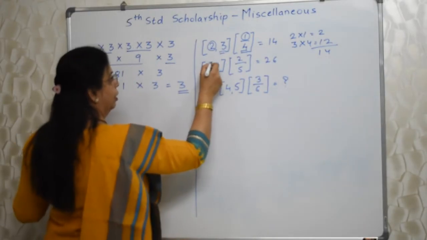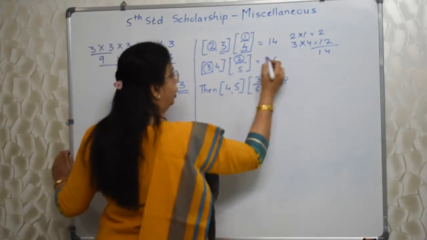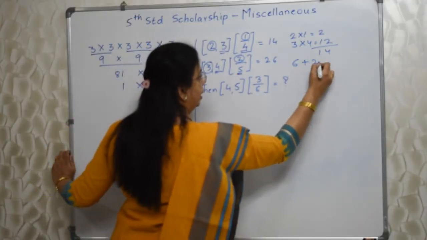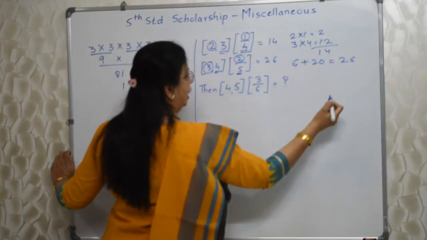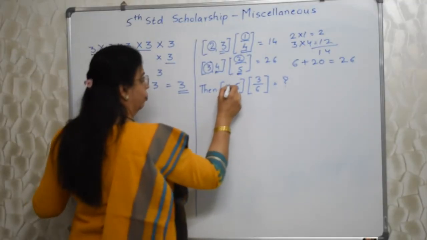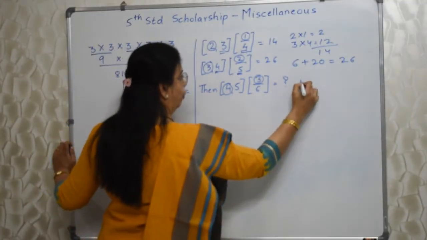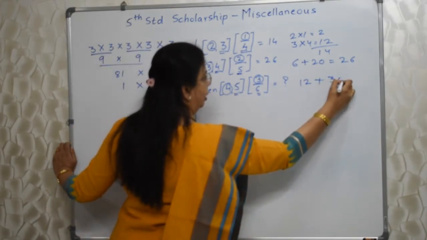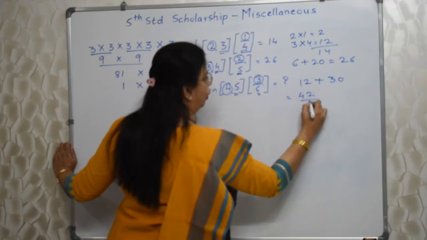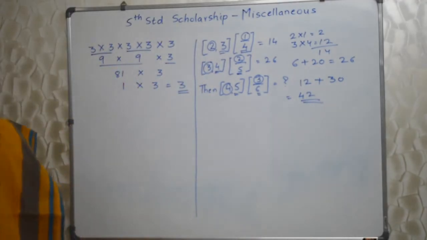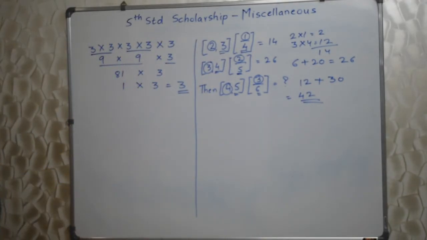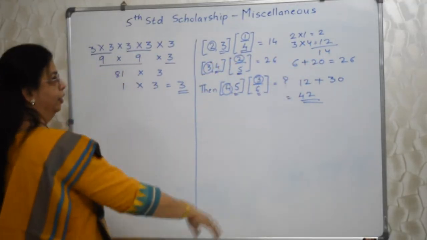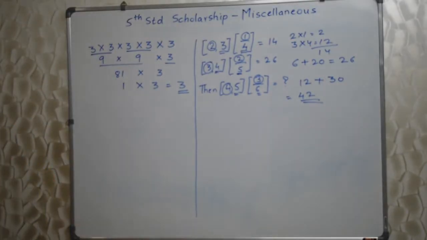So let me see. 3 here, 2 here. 3 2s are 6 and 4 5s are 20. Yes, it is correct. So yes, now I can apply. 4 into 3, 12 plus 5 into 6, 30. So answer is 42. Our answer is 42. Isn't it easy? Basic multiplication and addition. First standard, right? Let's move ahead.